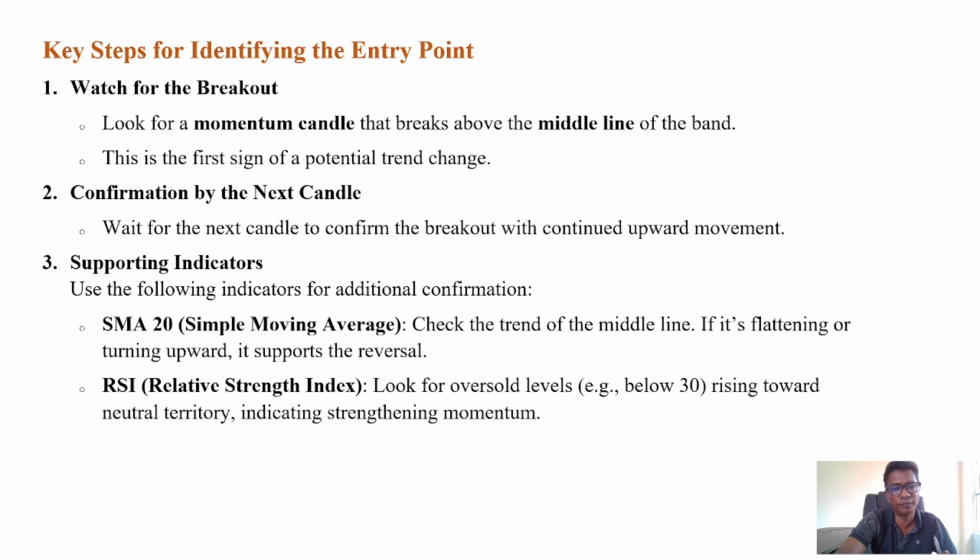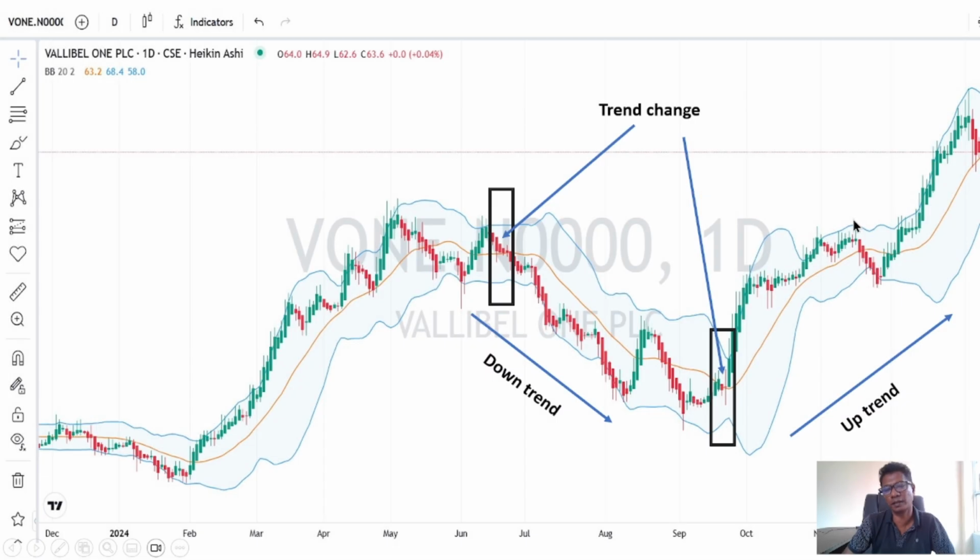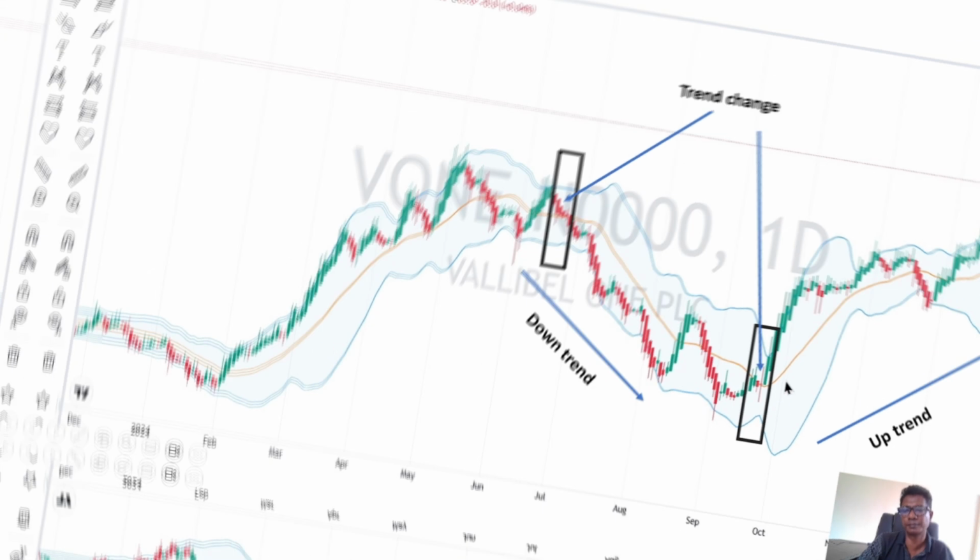If it continues upward, that means the trend is an uptrend. To this, we can add supporting indicators such as SMA 20 to identify the trend, and RSI. In this chart, you can see downtrends, uptrends and the points of trend change.